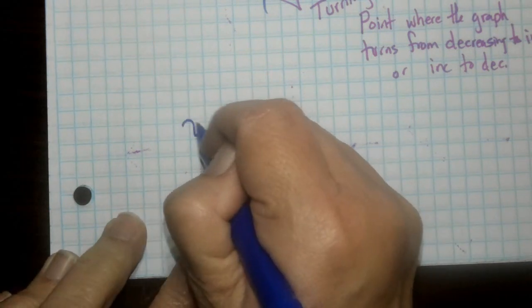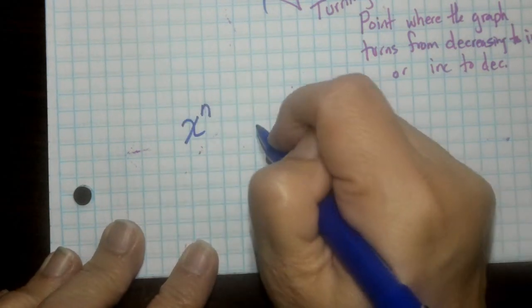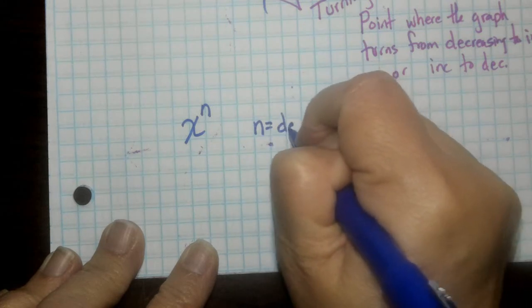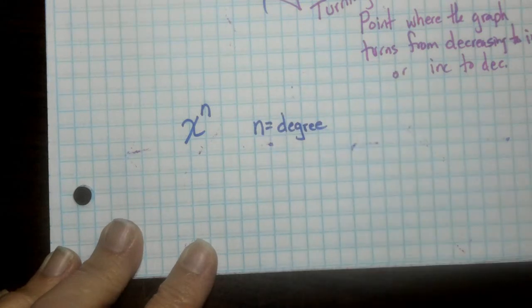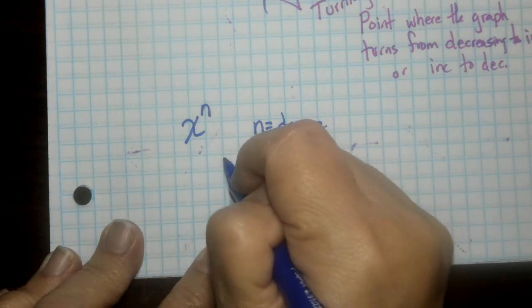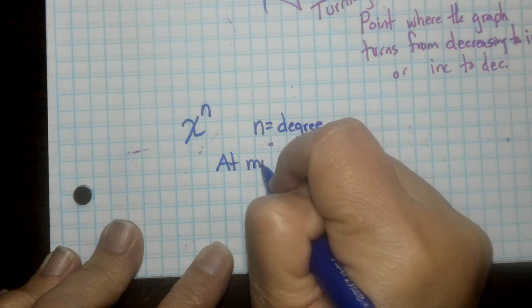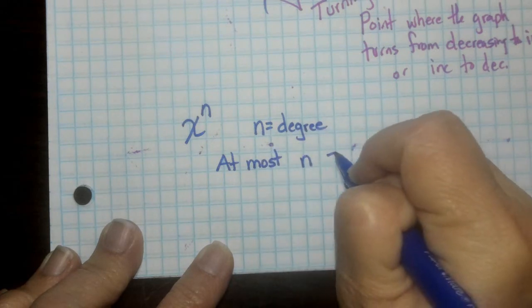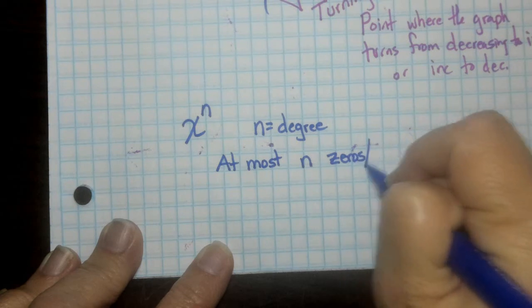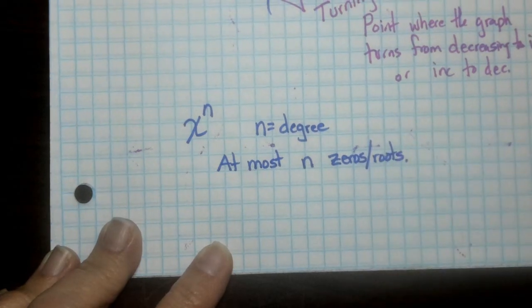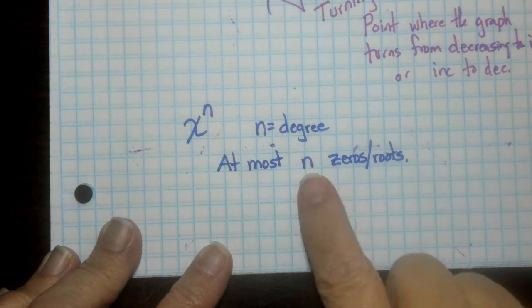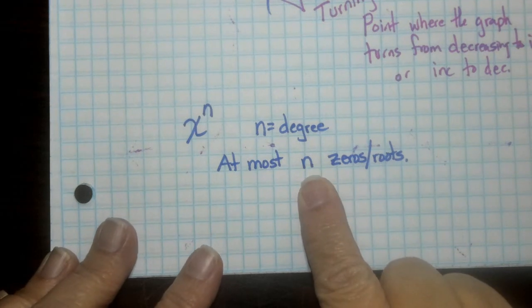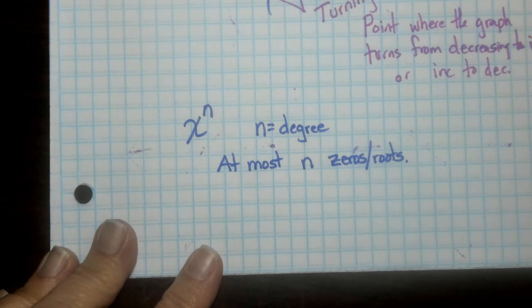So if I have x to the nth degree, n is equal to the degree of my polynomial. Then I can have at most n zeros or roots. So if I have a 4th degree polynomial, the most zeros that polynomial can have is 4. It might have 3, it might have 2, it might have 1, it might have 0, but it's not going to have 5. The most it has is 4.